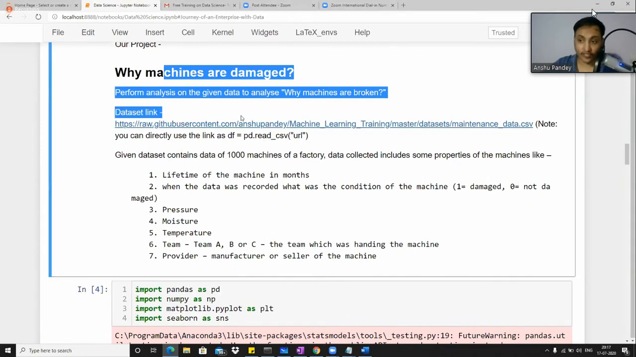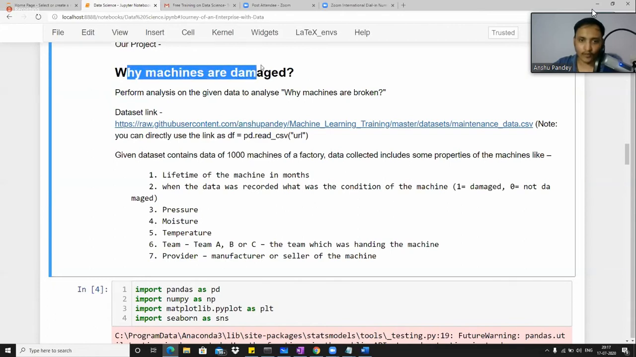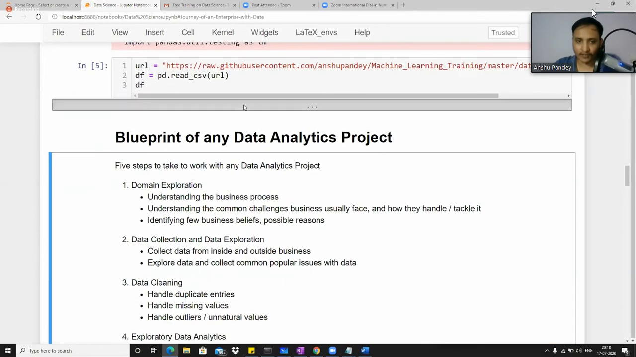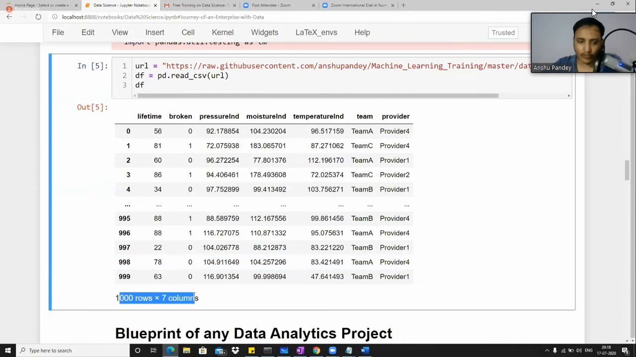We started to discuss the project that we're going to work with, which is more of an analytics project, and that's where we talked about the idea of why machines are damaged. We have a data set of around 1,000 machines with 7 columns. For each machine, we have lifetime, broken, pressure, moisture, temperature, team, and provider. These are the attributes that we have, and the broken column simply shows whether the machine is damaged or not damaged.